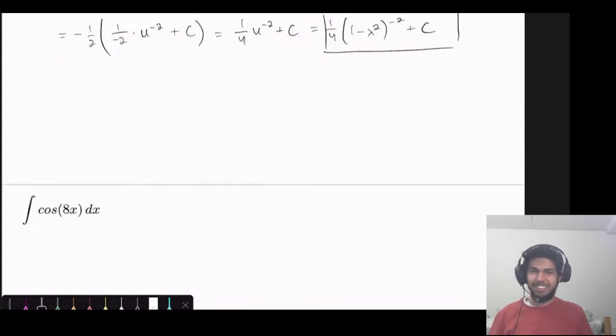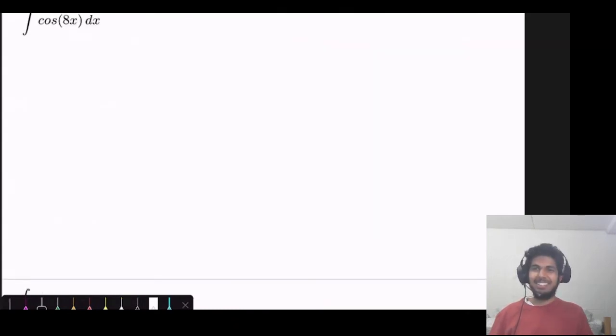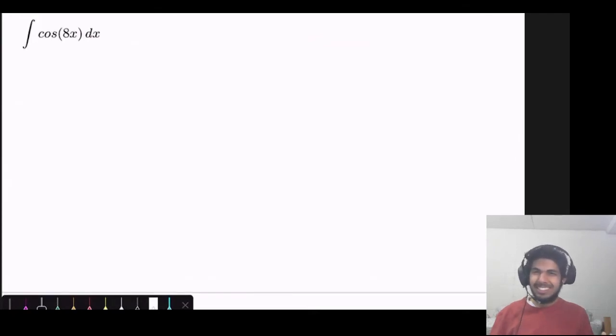Here we go, one of my favorite questions. The integral of cosine of 8x dx. What? What in the world? How are we supposed to do this? All right, let's think about it.